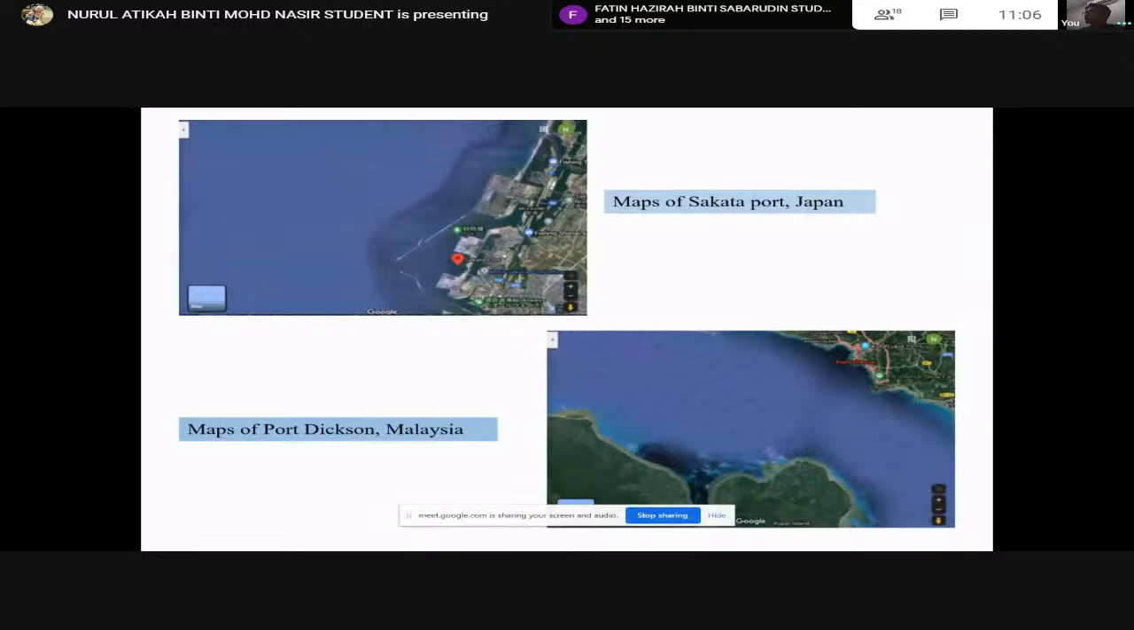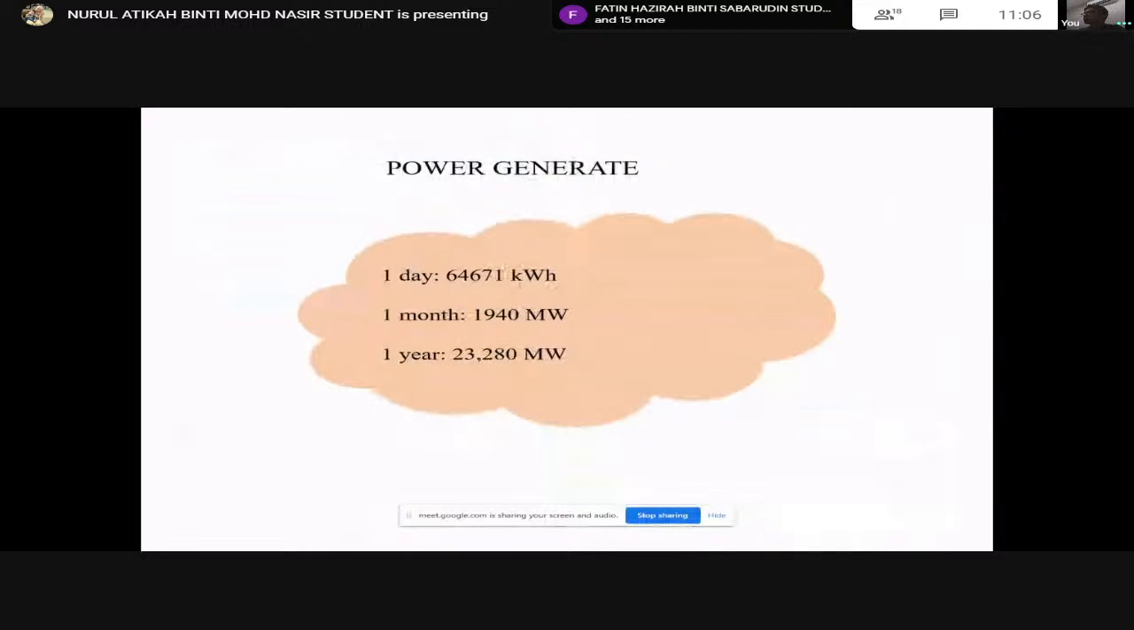So the power generated that we calculated for one day, we got 64,671 kilowatts per hour. For 1 month, 1,940 megawatts, and for 1 year, 23,280 megawatts.